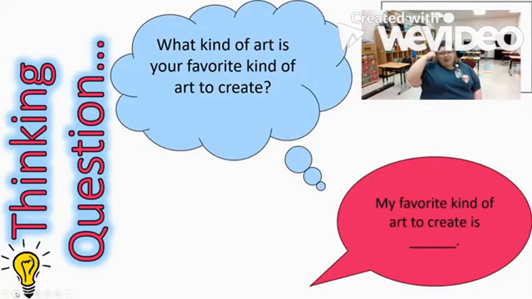Let's start with a thinking question. What kind of art is your favorite kind of art to create? Use the sentence stem, "My favorite kind of art to create is blank," to help you out. Miss Wilson is going to give you a 10 count. If you need more time than that, please pause your video at this time.